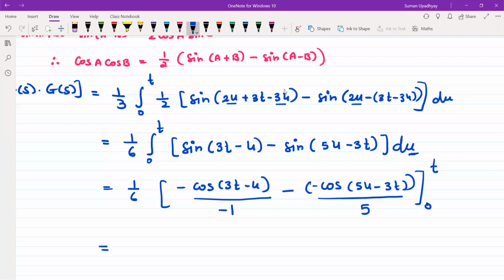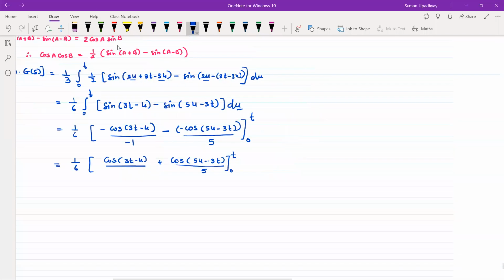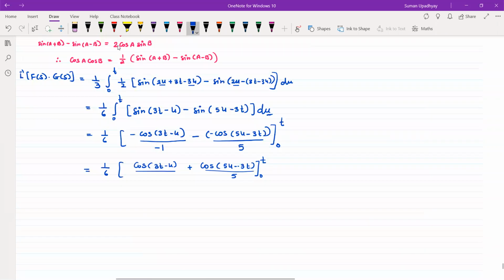Now you're going to put the limit. So it is going to be 1 by 6. First, we are going to simplify it so that it will become easy for us. Cos of 3t minus u, then minus minus will become plus, then cos of 5u minus 3t upon 5, and the limit is from 0 to t. Right? All right.